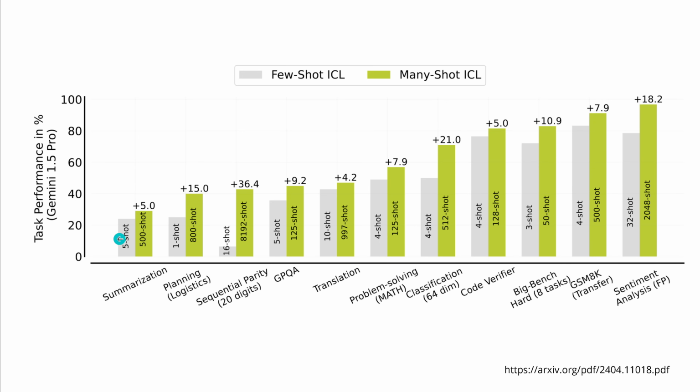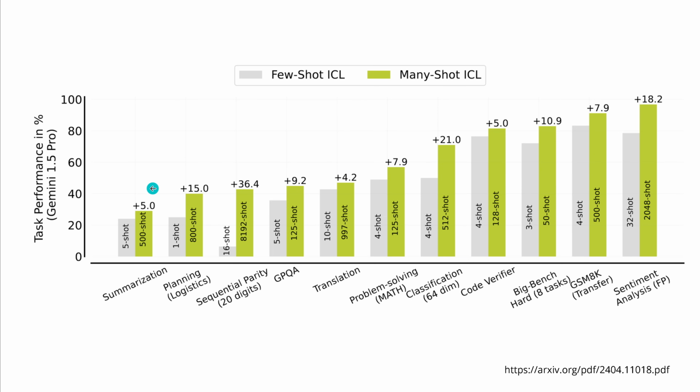And you see, in gray, we have the classical few-shot in-context learning prompt. 5-shot, 5 examples, 1 example, already 16 examples. And in green, we have now the new many-shot, 500 shots, 800 shots. And you see, it is highly dependent on your domain that you're working with and on the task. If you have a summarization task, you think, hey, if I just go from 5 shots to 500 shots, only a 5% increase, that is not a lot.